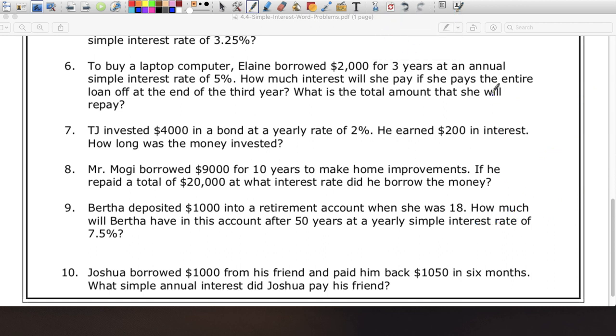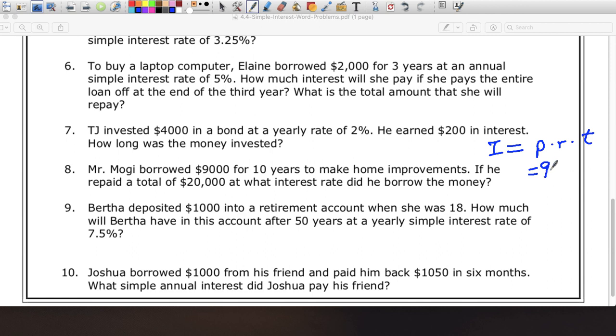Number 8. Mr. Mogi borrowed $9,000 for 10 years to make home improvements. If he repaid a total of $20,000, what interest rate did he borrow the money at? So again, it's kind of backwards, right? The person who's making the money is the bank in this case. So I equals PRT. What do we know? Let's fill in what we know.